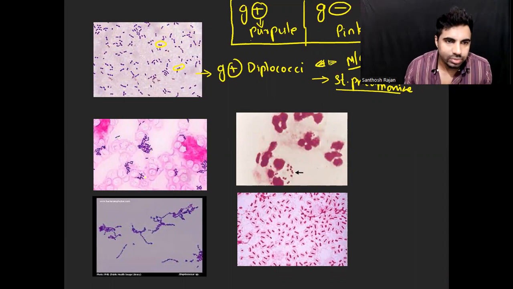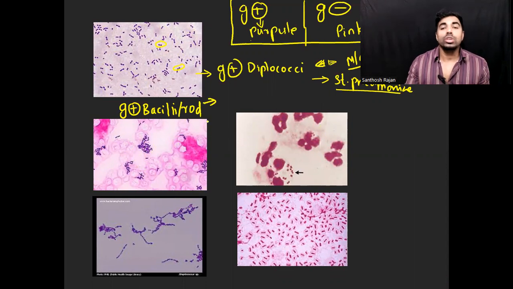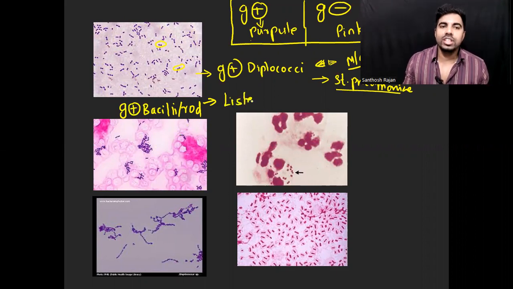Next one. This is a gram positive bacilli or rod. Exactly, in a case question they'll give the picture or they'll show in the CSF gram positive bacilli. So which is the only gram positive bacilli that can cause meningitis, especially in children, though adults also possible? There was a previous FMG question where they gave a gram positive bacilli or rod. That is your Listeria. Very good.